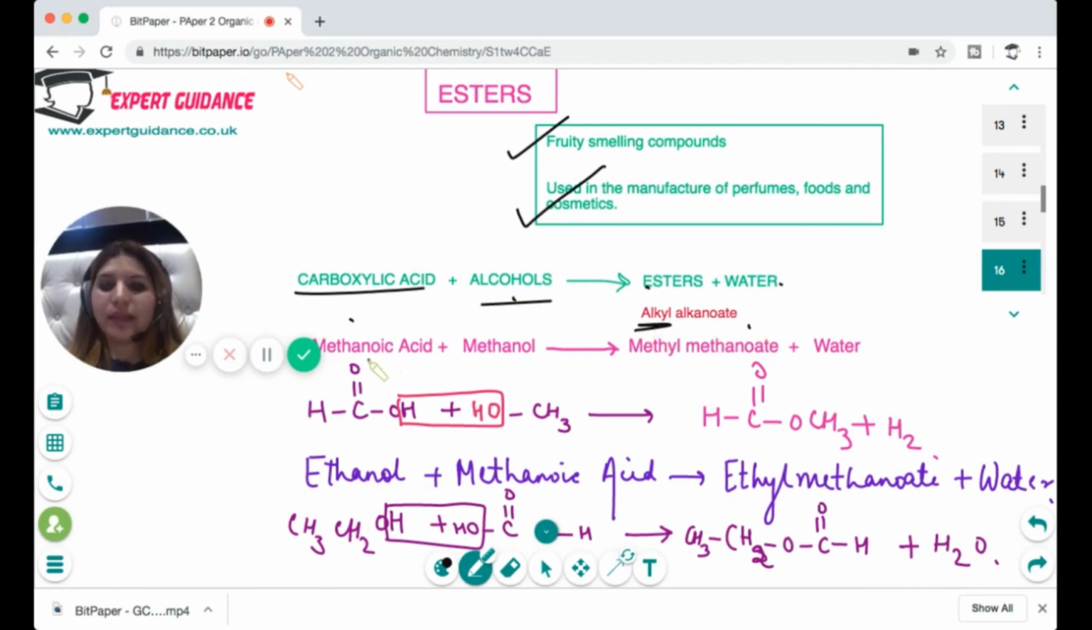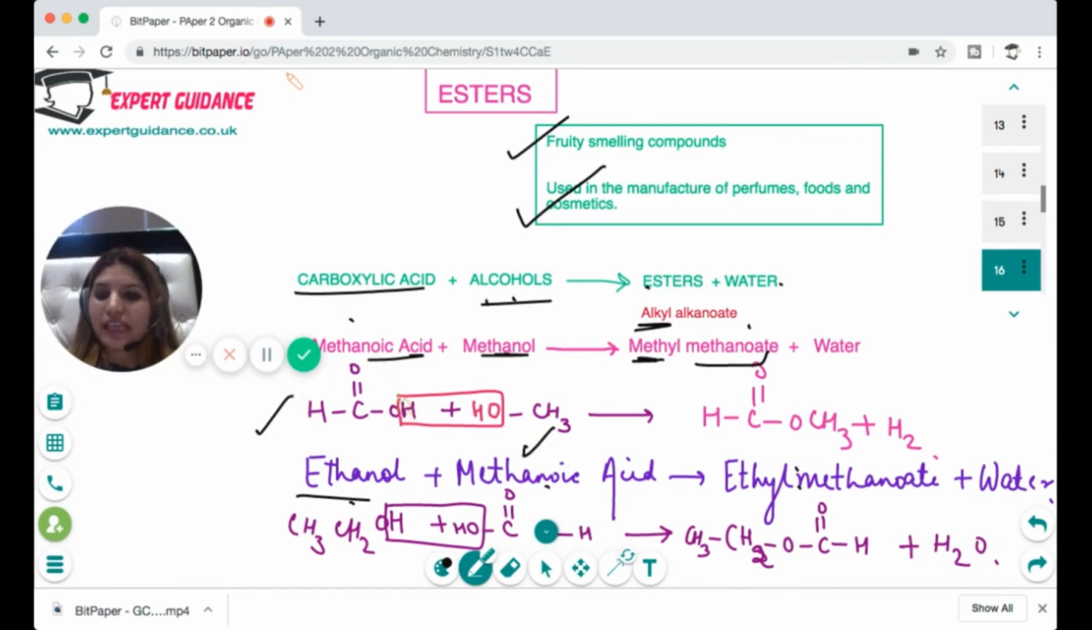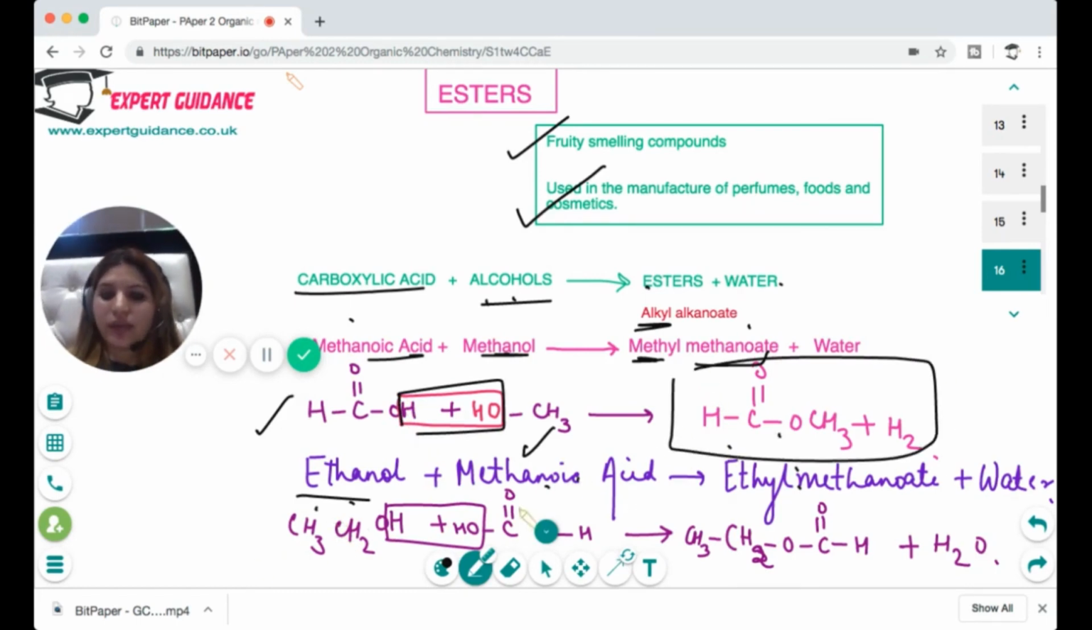So, for example, if you take methanoic acid and methanol, the alcohol becomes alkyl, so that is methyl, and the carboxylic acid, methanoic acid, becomes methanoate. In the same way, ethanol plus methanoic acid, the alcohol becomes yl, so that is ethyl, and methanoic acid becomes methanoate, plus water. And to write its reaction, you will write the methanoic acid and methanol facing each other, remove the molecule of water, and whatever is left, join it together. Similarly, ethanol and methanoic acid, join them together, whatever is left, removing the water, that will be your ester.